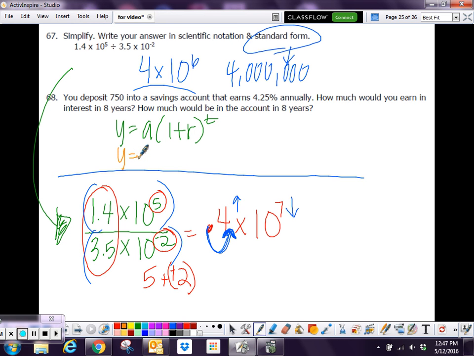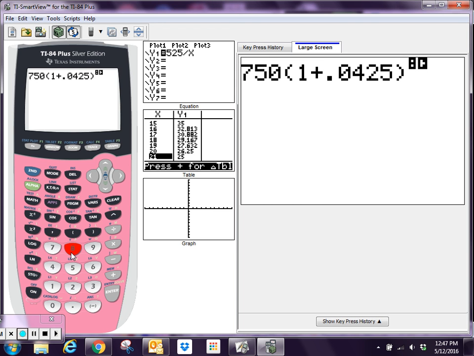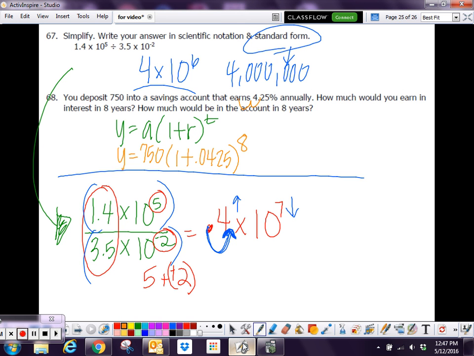Okay, so I have y equals, A is your initial amount, which is $750, 1 plus. Now your rate, that percent, you're going to have to move that decimal over twice, so that's 0.0425, and then your time, that's 8 years. So I'm going to take that, and I'm going to type that in my calculator. So I have 750 times 1 plus 0.0425, and I'm taking that to the 8th power, and you get $1,046.33.